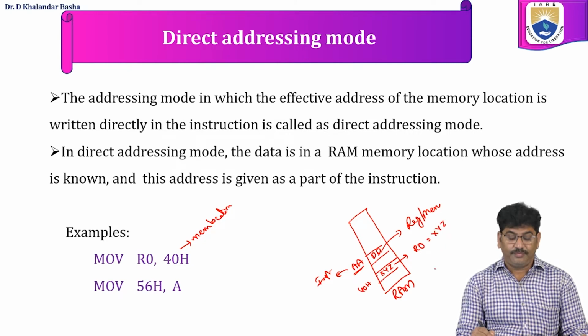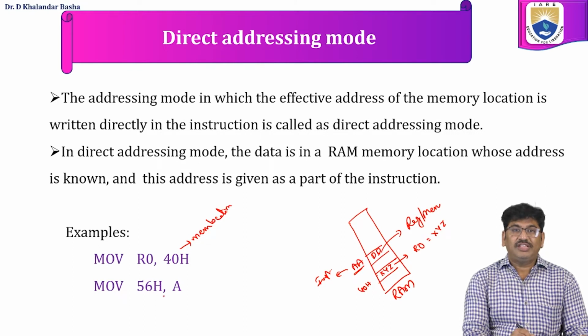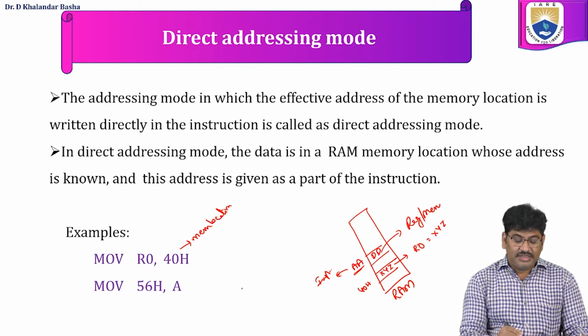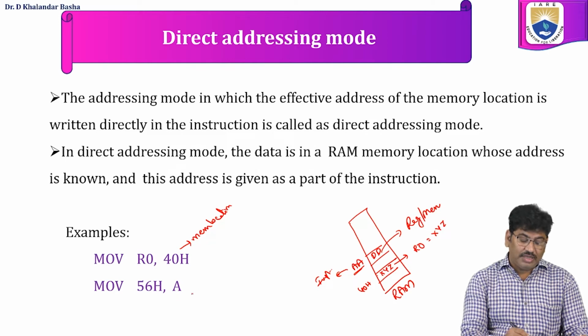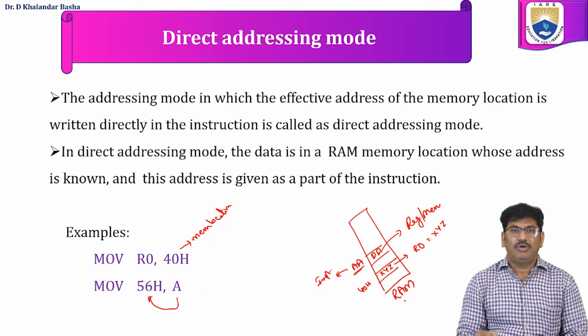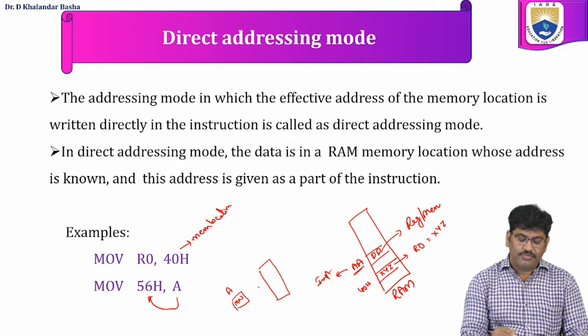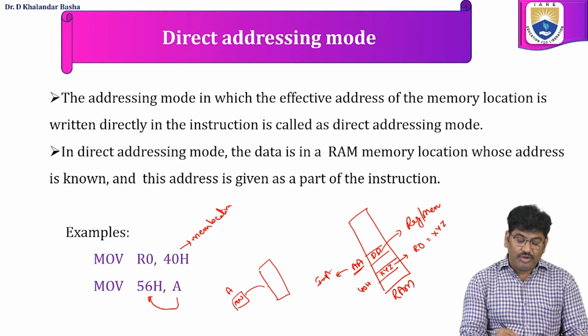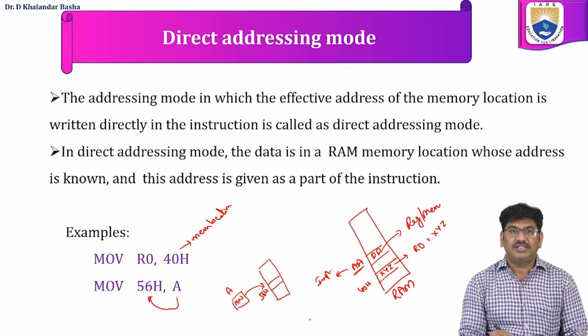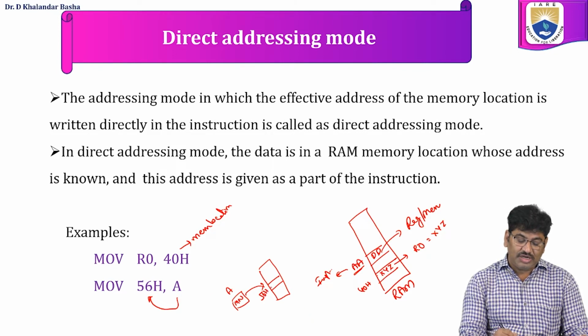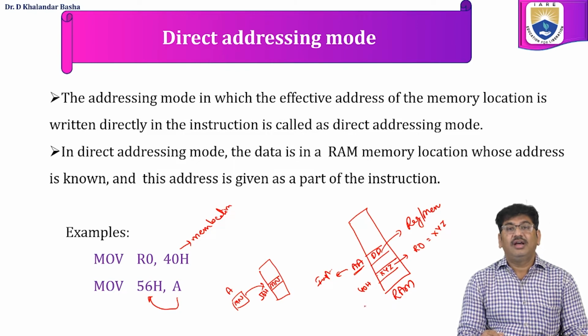MOV 56H, A. This instruction will copy the accumulator content into the memory location. Here the source is the accumulator. It will have some data MN, and this will be stored into the memory location whose address is 56H. After executing this instruction, the data which is present in the accumulator will be copied into the memory location with the address 56H.